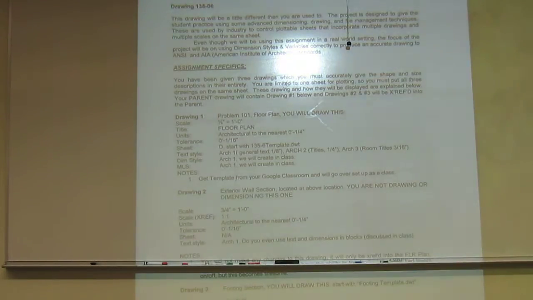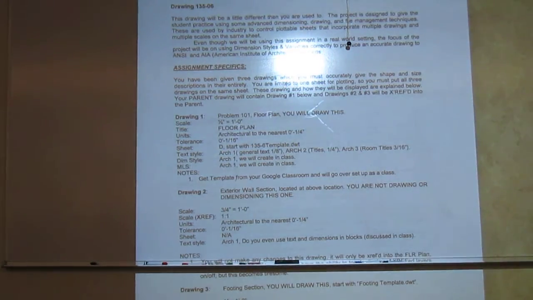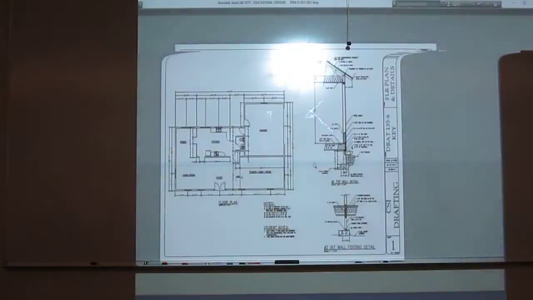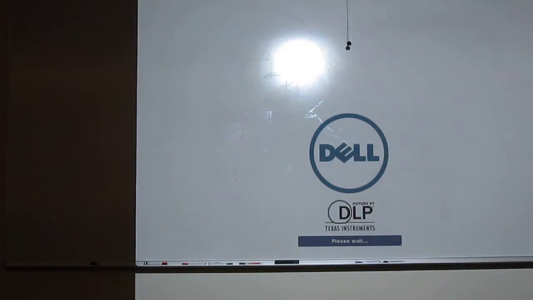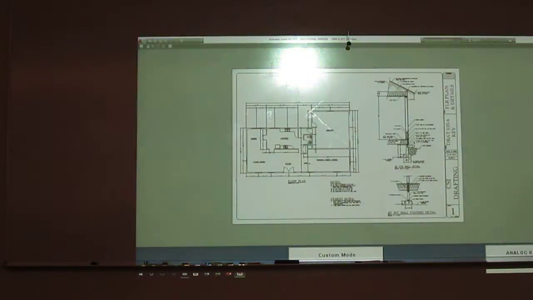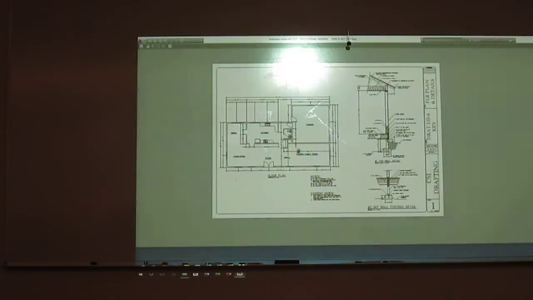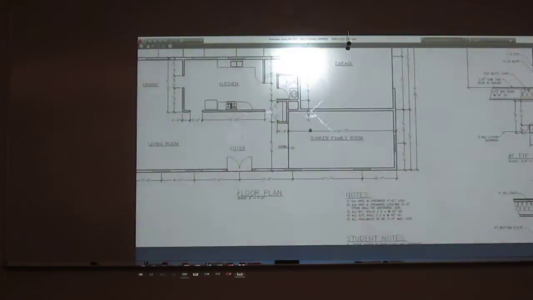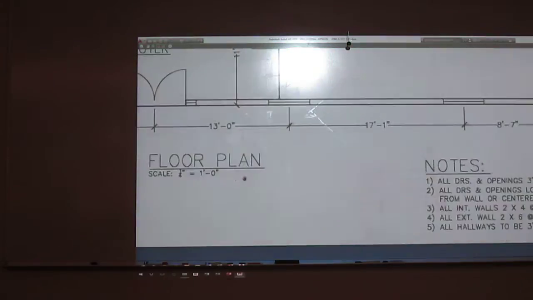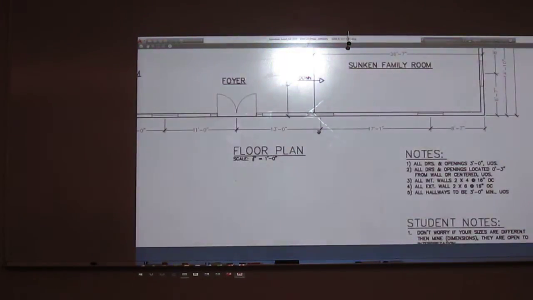Let me show you the finished example first. Here's what your finished example is going to look like. Now whether you put the floor plan on the right and you move these other details or whatever order. So here's your floor plan. Now the point I'm trying to make is that this guy is going to print at 1/4 inch to a foot.